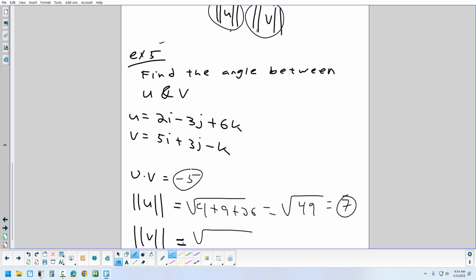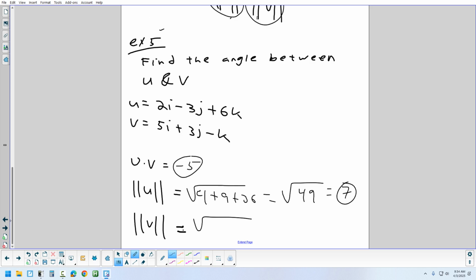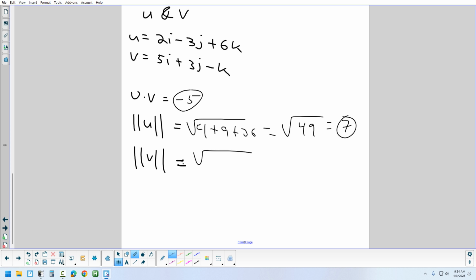And what are we going to have added up under the square root when we do the magnitude of v? Yeah, 5 squared plus 3 squared plus 4 squared. And when you square each one of them, what will you have? 25 plus 9 plus 1. Yep. So 25 plus 9 plus 1 is going to give me the square root of 35.